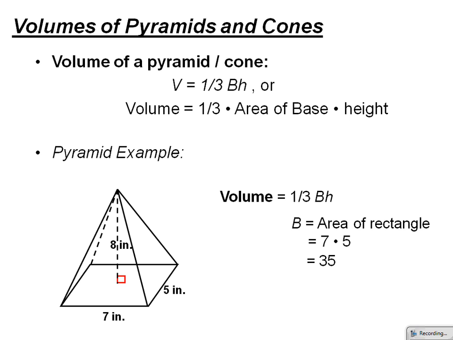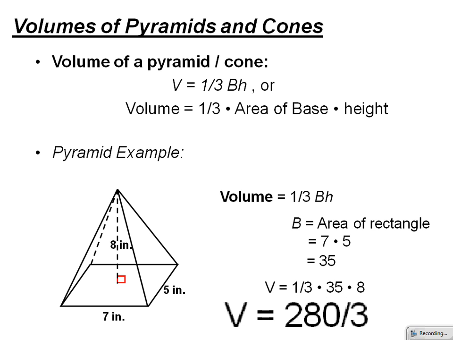Now that we know the area of the base, we can use that back in our volume formula, taking 1/3 times the area of the base times the height. 1/3 times 35 times 8 gets us 280 thirds cubic inches. Now 280 thirds doesn't simplify to a nice whole number. Rather than rounding, we're going to keep it as an improper fraction.